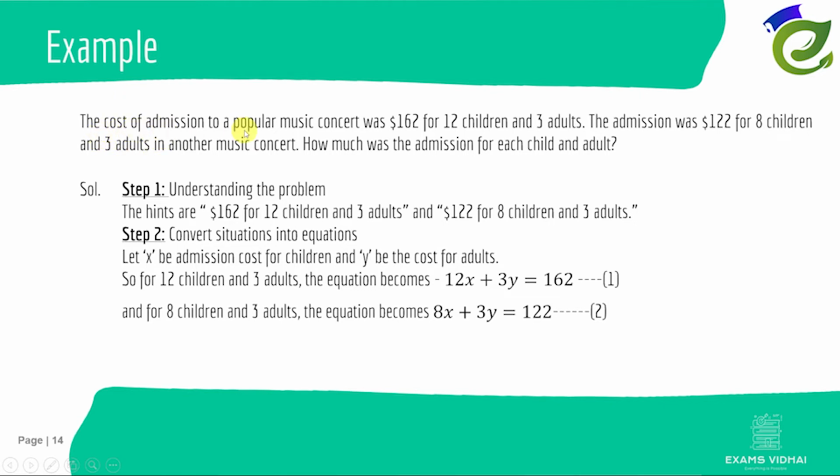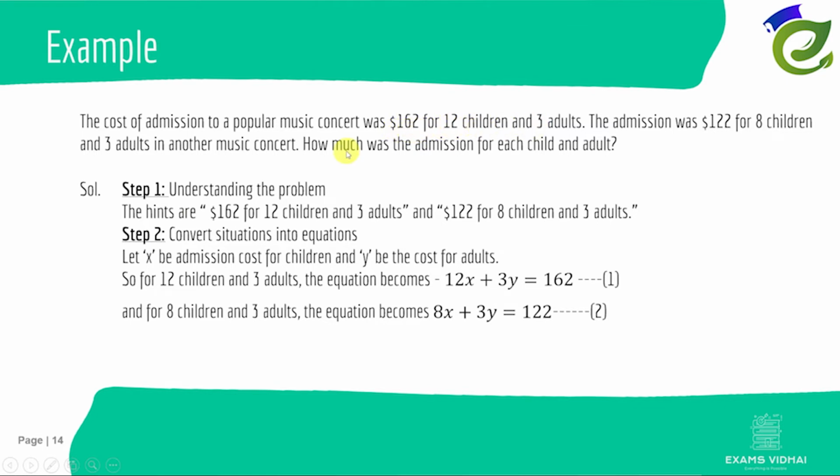The cost of admission to a popular music concert is $162 for 12 children and 3 adults. And the admission was $122 for 8 children and 3 adults in another music concert. So what is the admission for each child and adult? Okay, what was step one? Understanding the problem.